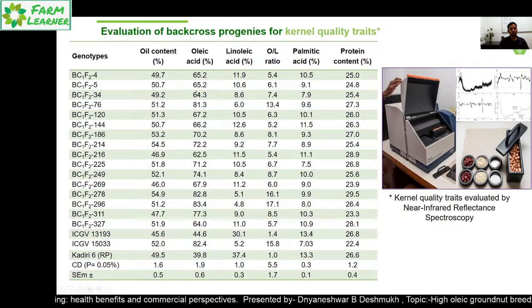If you look at these different lines, we got many lines with high oleic content. The high oleic check was 82.4%. So we got many lines on par with or equal to 80%. As I said earlier, anything above 78% is considered high oleic content in India. So we got many lines which were more than 78% in this breeding program.